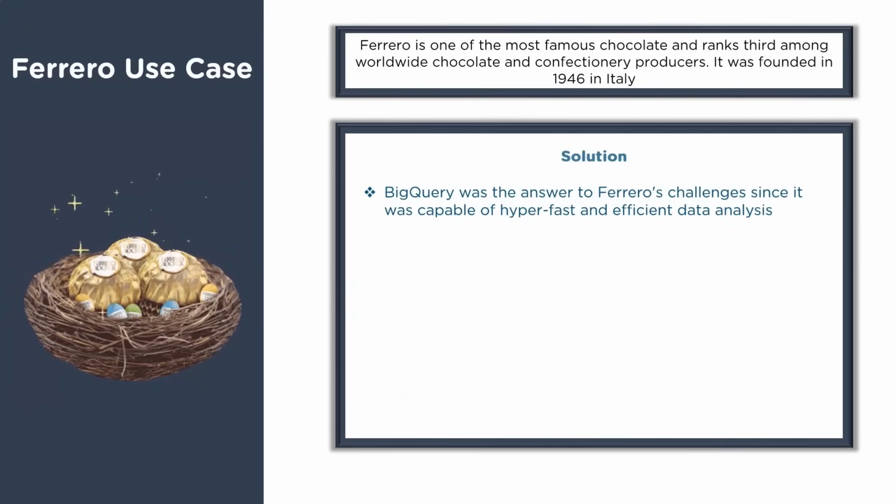So one of the services of Google Cloud Platform is BigQuery. This was an answer to Ferrero's challenges, since it was capable of hyper-fast and efficient data analysis as a solution. Now, as I mentioned, BigQuery is a data warehouse which allows you to store structured data.